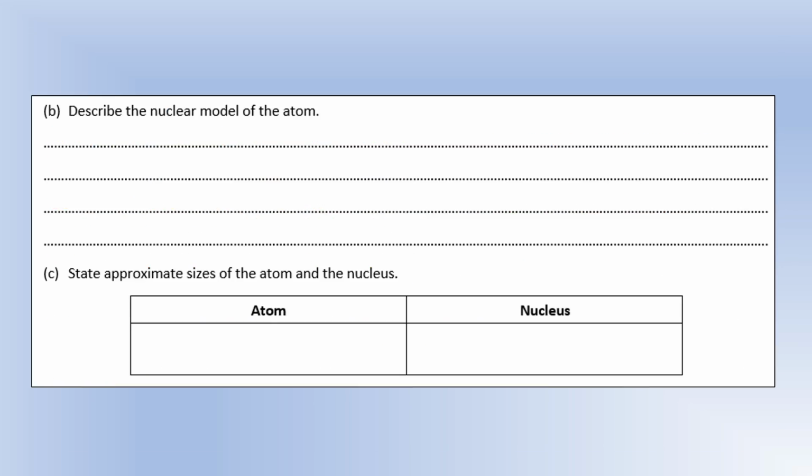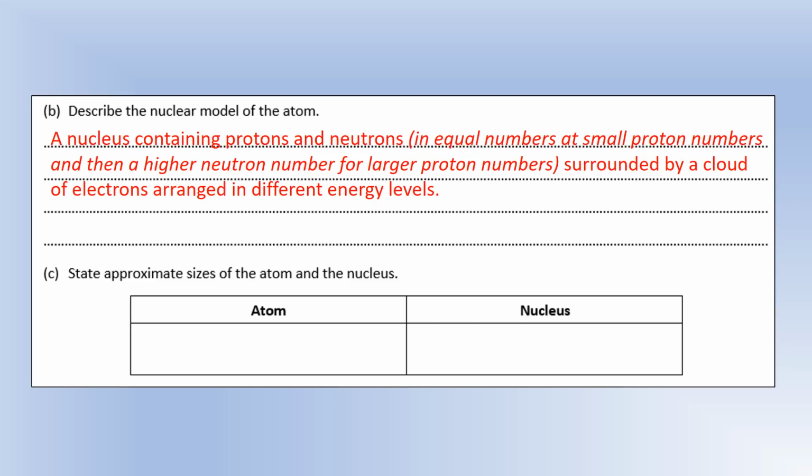So the image that is then built of the atom is often known as the planetary model. So you've got a nucleus at the center containing your protons and neutrons. And for things with small proton numbers, protons and neutrons are in a similar sort of quantity, but the more protons you have, you then start to have extra neutrons. But that nucleus is surrounded by a cloud of electrons arranged in different energy levels. So this is the picture following the alpha scattering experiment.